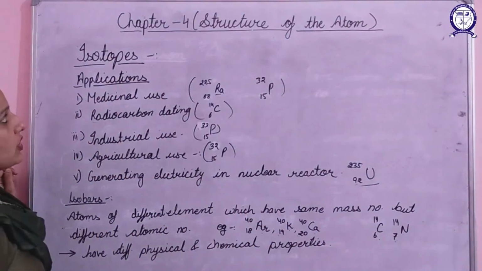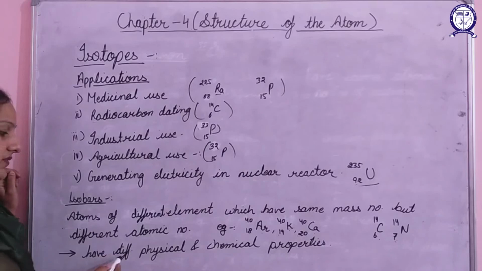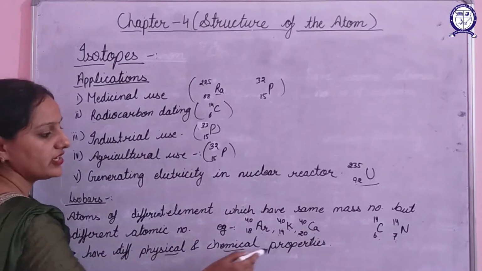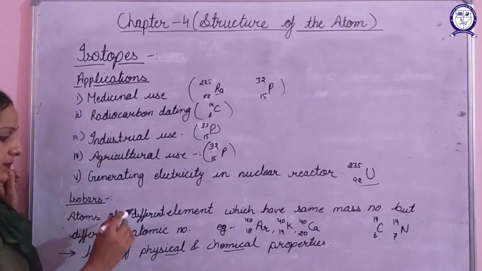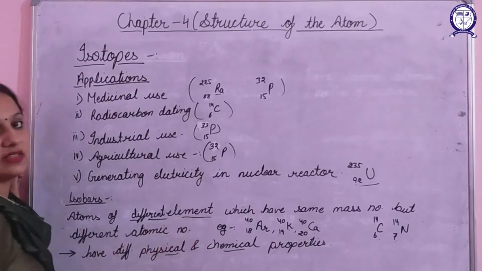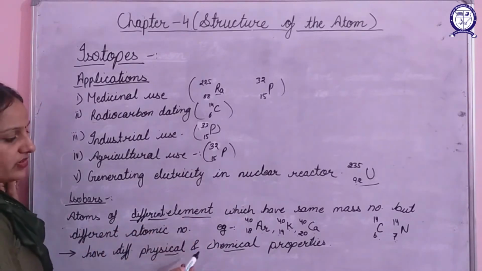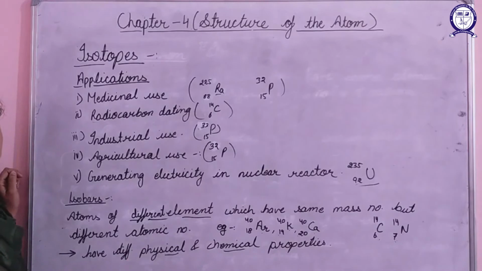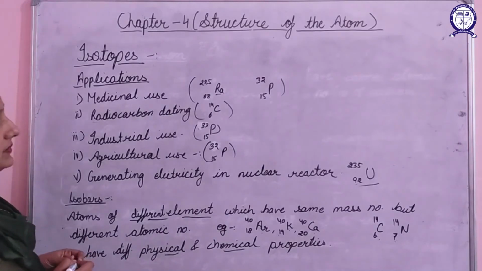If we talk about the properties of isobars, they will have different physical and different chemical properties. Why? Because they are of different elements. Hence, if they are from different elements, obviously their physical and chemical properties will also vary.